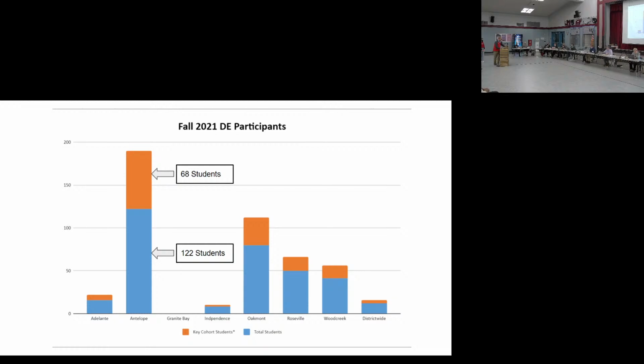Being one of the 2 school-wide Title I schools in our district, Antelope, in this slide, you can see we're embracing the challenge. If you look at that chart, of the students enrolled, 68 of our students are key cohort students, students who typically wouldn't be taking a course like this. These are students who sometimes don't think college is an option, so it's exciting to see that our students are seeing this as a viable option in high school.